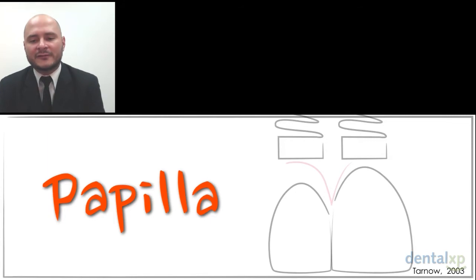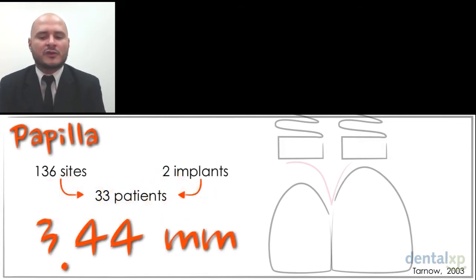But how about when we have 2 implants? If we have 2 implants, then this becomes more of a challenge. Tarnow in 2003 came up with a study with his collaborators in which they studied 136 sites and found that the average papillary height between 2 implants was 3.44 millimeters. This had a range from 1 millimeter to 7 millimeters, but this was the average they found. So when we treat cases in which we have 2 implants side by side, we're going to run into the problem that we might have a very short papilla, and we should take this into consideration when we treatment plan.